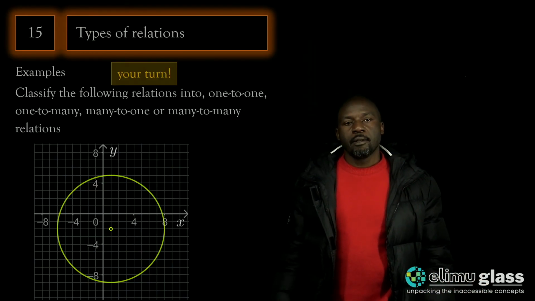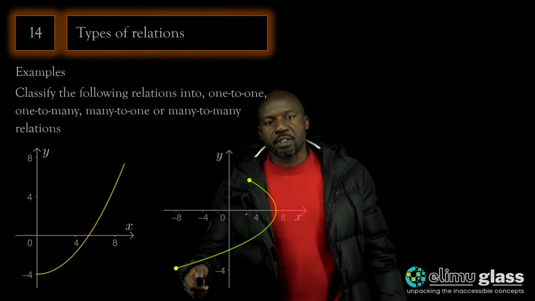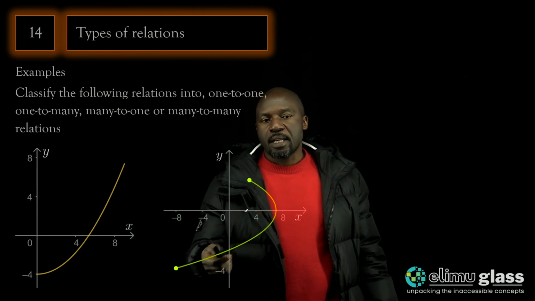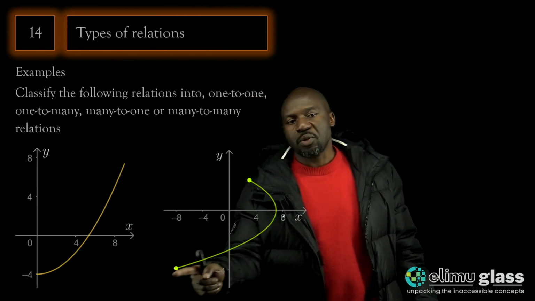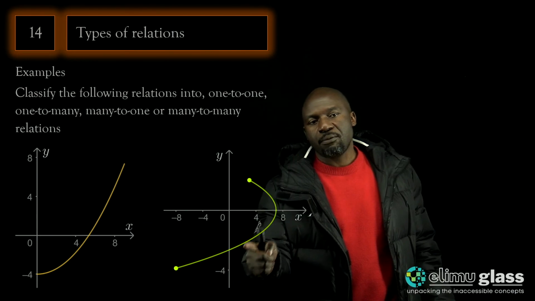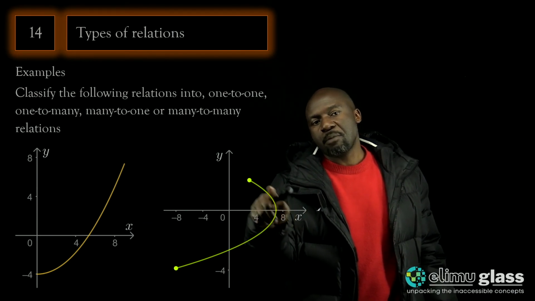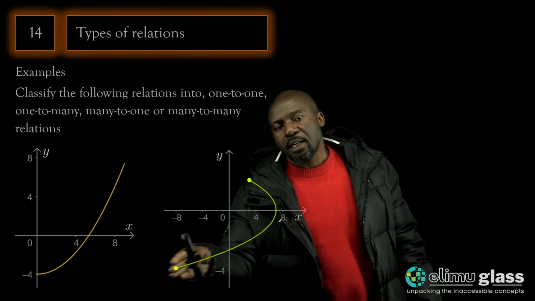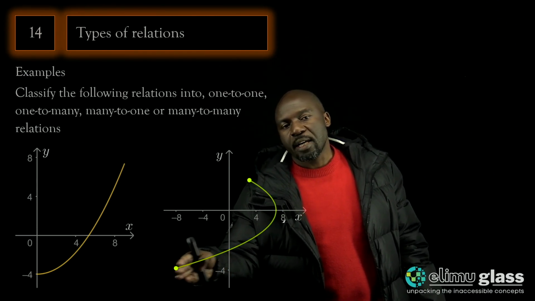Next. All right. So we've determined that this is a one-to-one relation. This is a many-to-one relation. It would have been a one-to-one relation if we didn't have this side that is coming back like that. So up to this point here, it would have been a one-to-one relation.